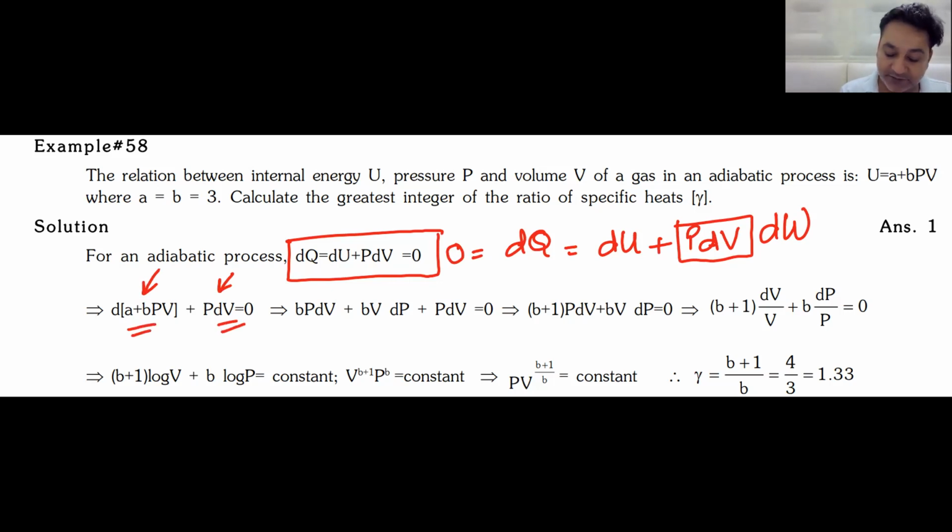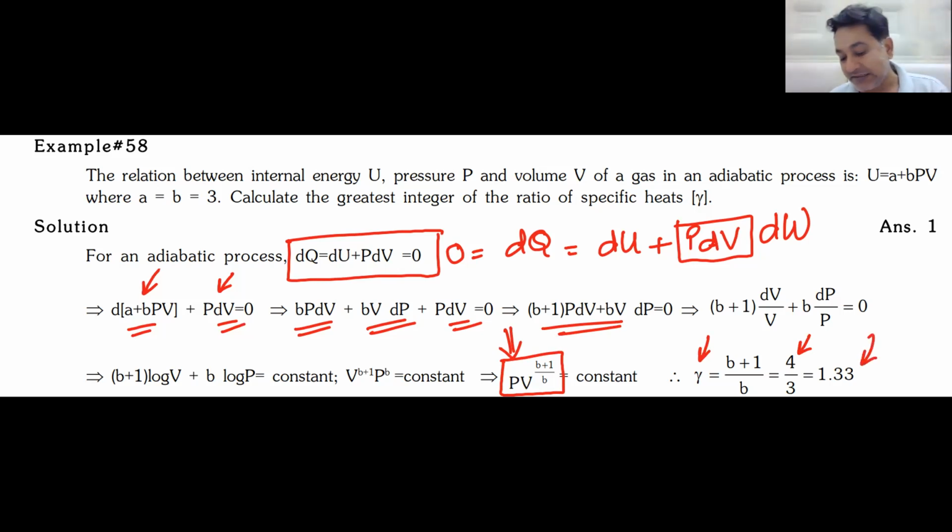They put it here, they differentiate this, A and B are constant. So basically, somehow they are going to get the equation of this adiabatic process. A and B both are equal to 3. And they get the equation of the process as PV raised to the power 4 by 3. Gamma becomes 4 by 3. Yes, sir. 1.33. The greatest integer is 1. That is how you get your answer.